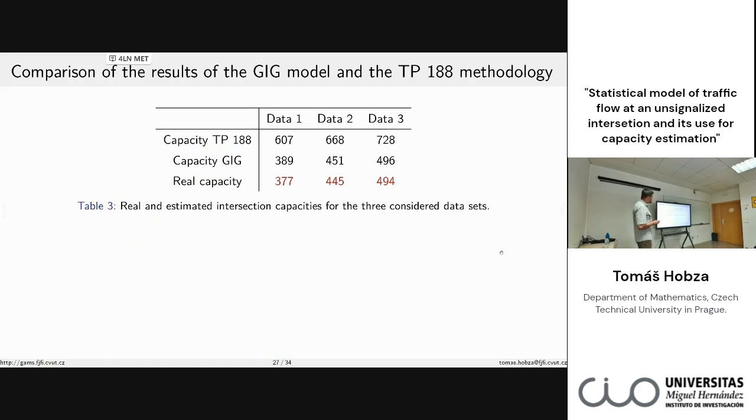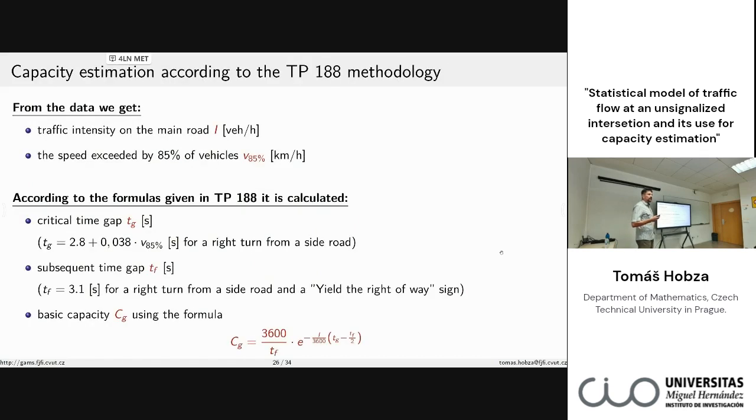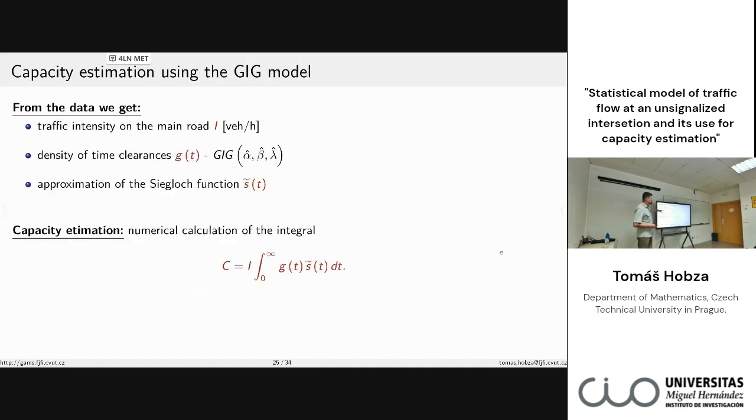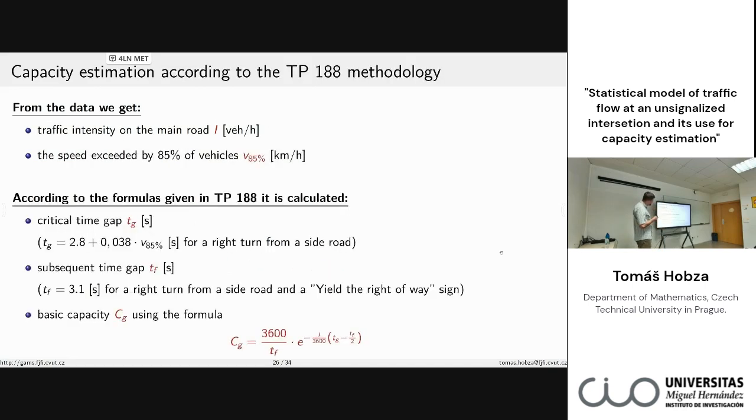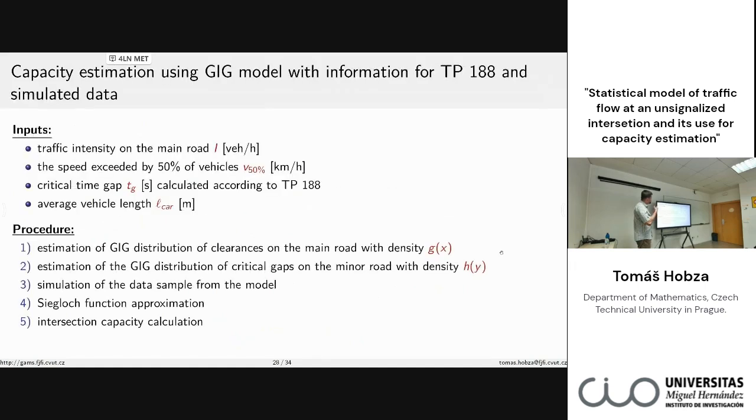But somebody could complain here because the methodology used only these numbers and calculated it, and I used the data. From the data, I took the estimation. So I have much more information, in fact. To be more correct, I would like to move it forward and propose another procedure, a little bit modified, to be able to compete with the methodology.